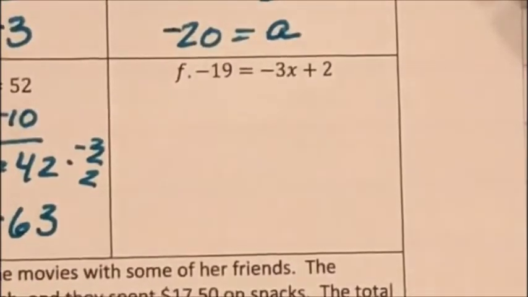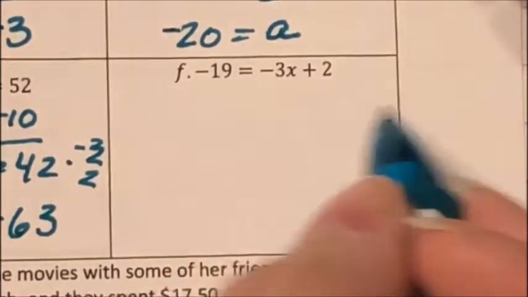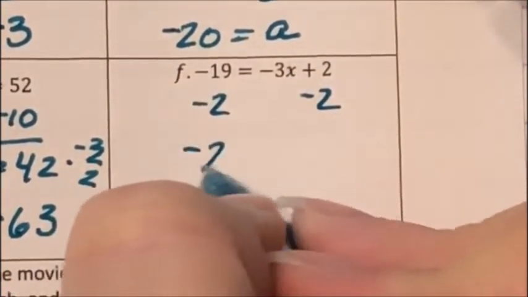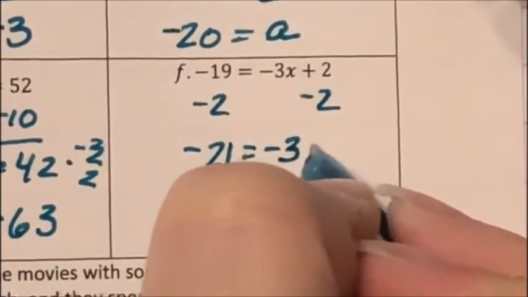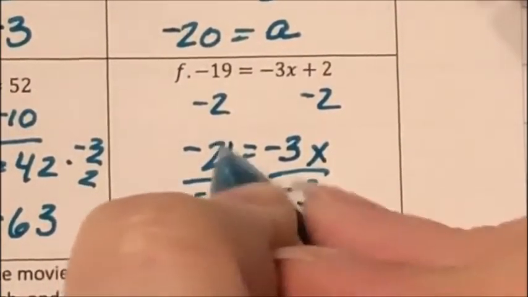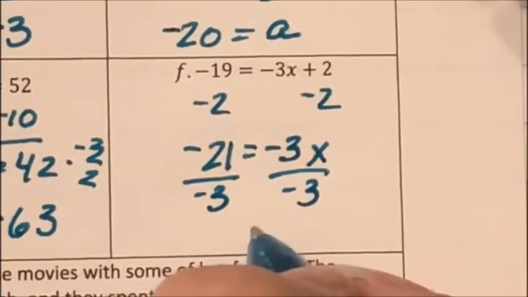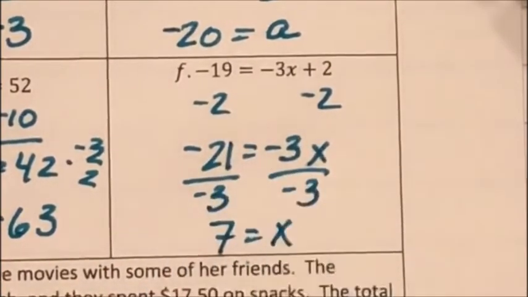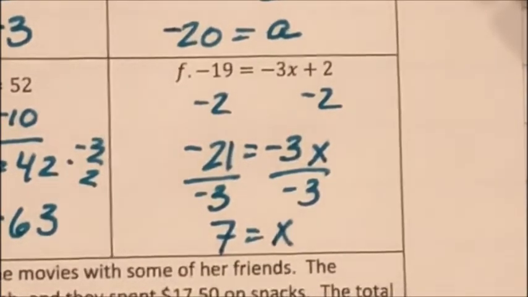Letter F, negative 19 equals negative 3x plus 2. I want to subtract 2 from both sides, so I get negative 21 equals negative 3x. Then I divide by negative 3. Negative 21 divided by negative 3 gives me 7. And this cancels, so I'm left with x. Okay.